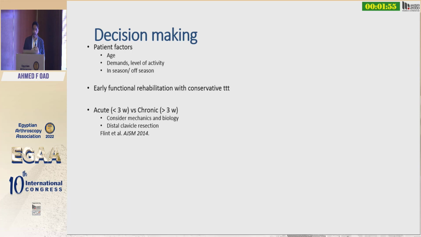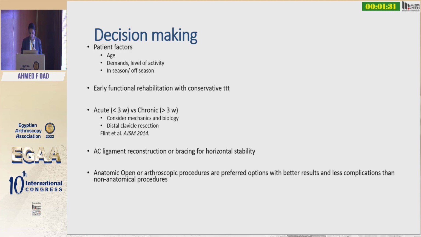Acute versus chronic, again, no consensus. Most authors consider acute as less than 3 weeks. More than 3 weeks, it's chronic. So you always have to consider mechanics as well as biology, and you can consider distal clavicle excision in severe chronic cases. AC ligament reconstruction, or I mean the AC joint capsule, should always be considered for reconstruction or bracing to maintain the horizontal stability.